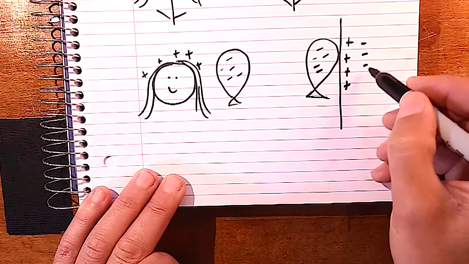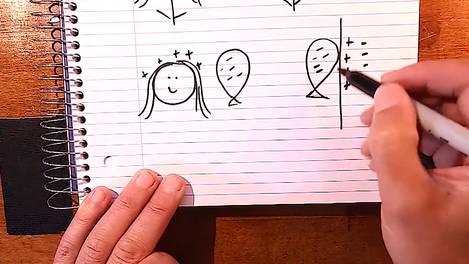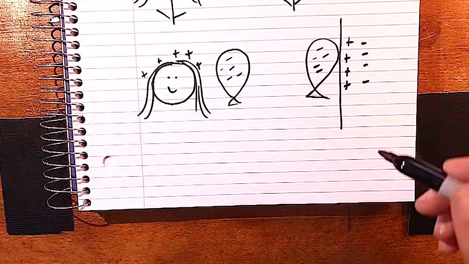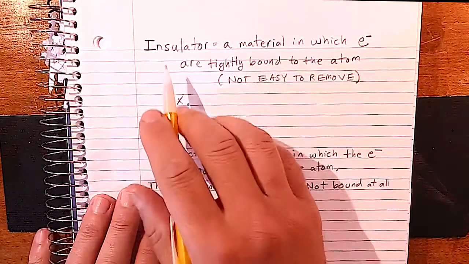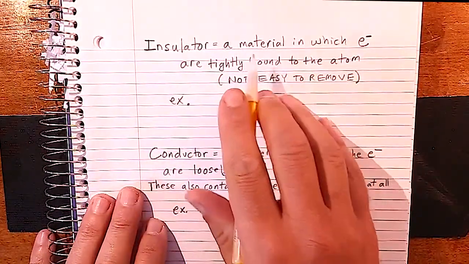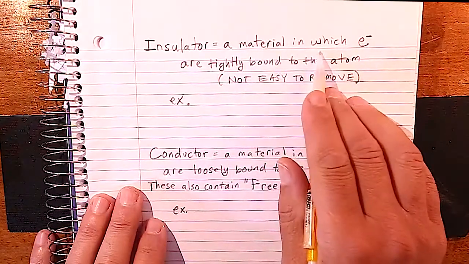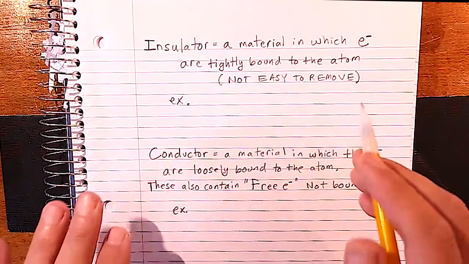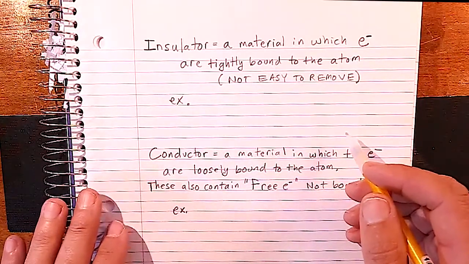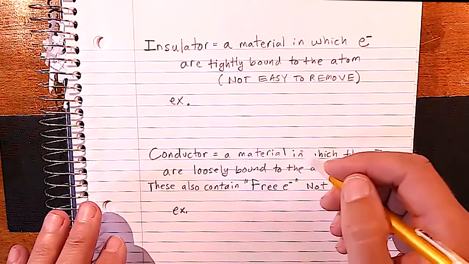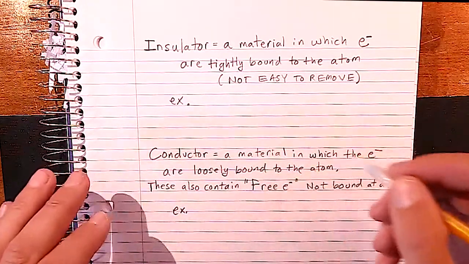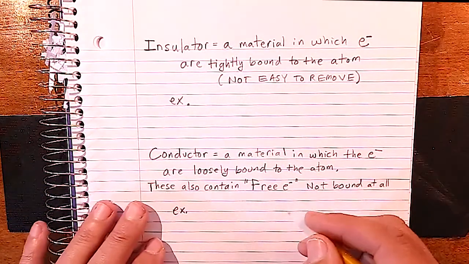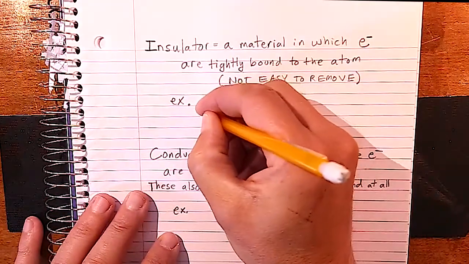And if we have now positives close to negatives, we get a force of attraction to the neutral wall, and the balloon will stick to the wall. So what is an insulator? An insulator is a material in which the electrons are tightly bound to the atom. In other words, the electrons are not easy to remove. Remember that the electrons are orbiting around the outside, so we can remove them, but in insulators, it's much harder to remove them. So what materials are like that?